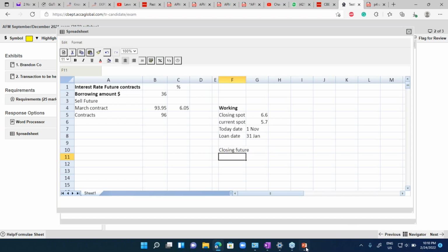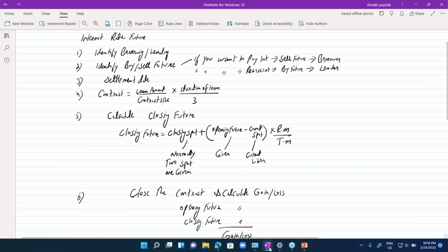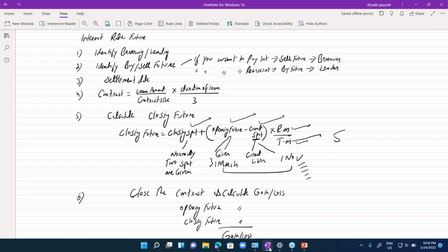Okay, guys, I'm going to apply this step. Closing spot plus opening future minus current spot into remaining months divided by total months. So guys, current spot is on 1st November. Future will be of 31st March. So calculate the months: November, December, January, February, March. 5 months. So total months are 5. You are executing your contract on 31st January, so the remaining months will be 2.